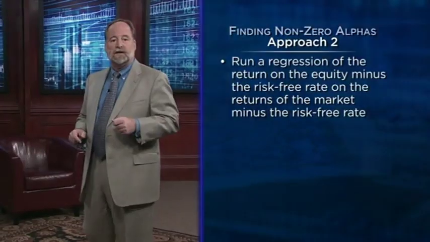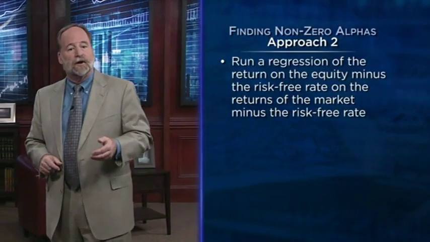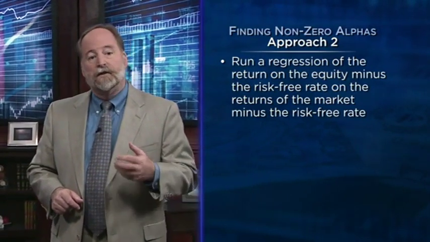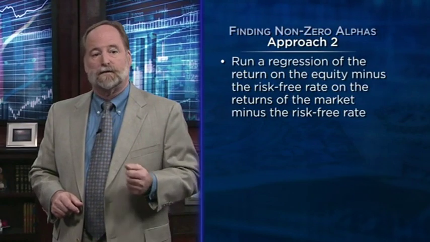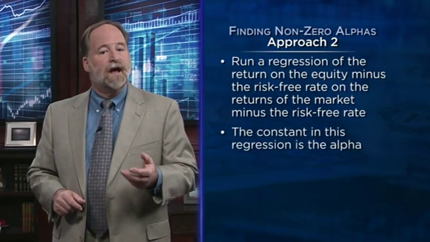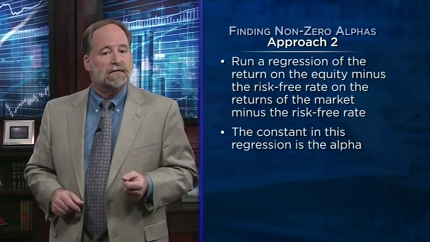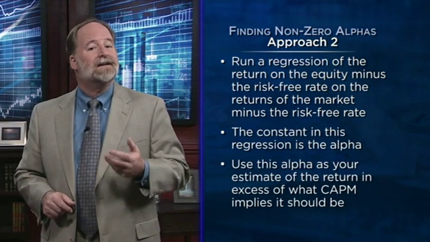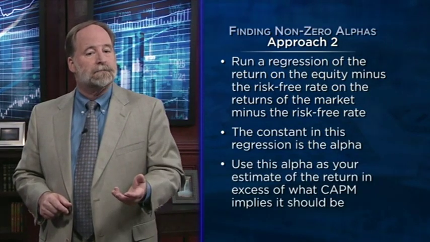All right, the second approach is to run a regression of the return of the equity minus the risk-free return on the returns of the market minus the risk-free return. The constant in this regression is the alpha that we discussed last lecture. Use this alpha as your estimate of the returns in excess of what CAPM implies. All right, so as it turns out, both methods have problems.